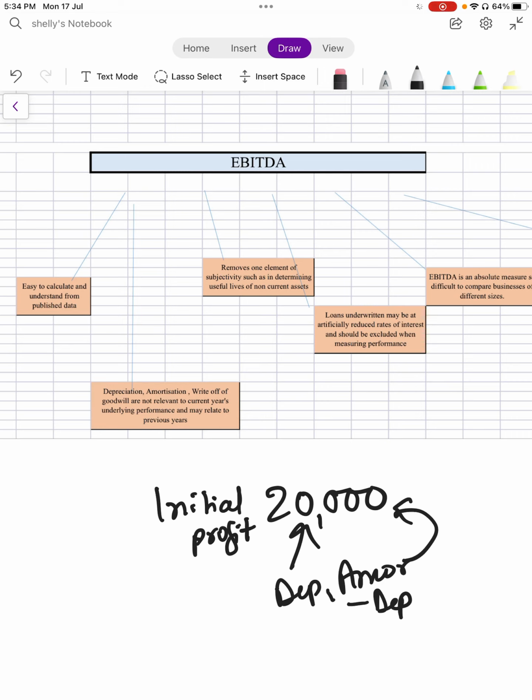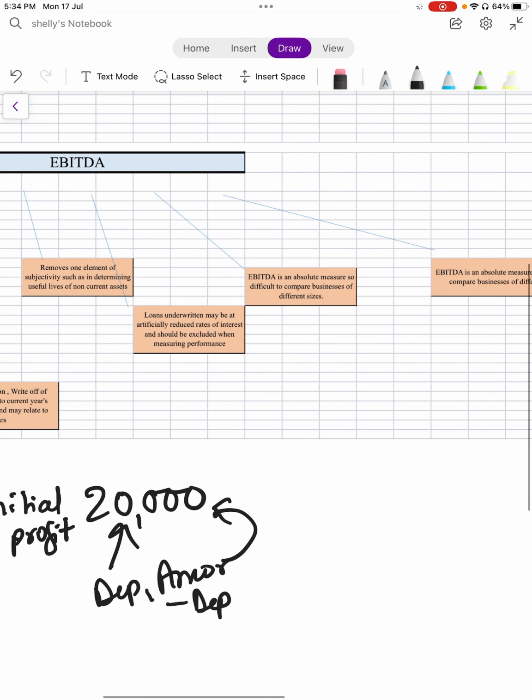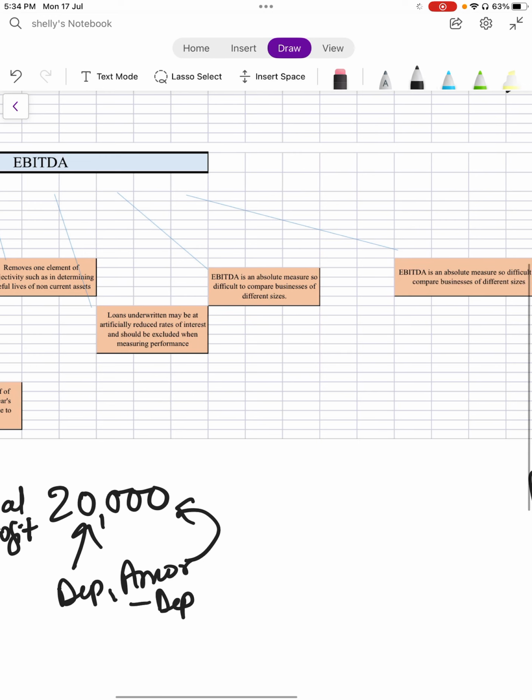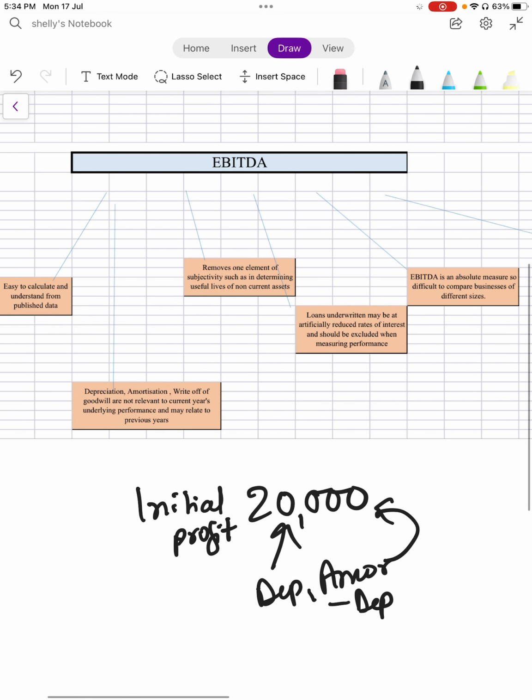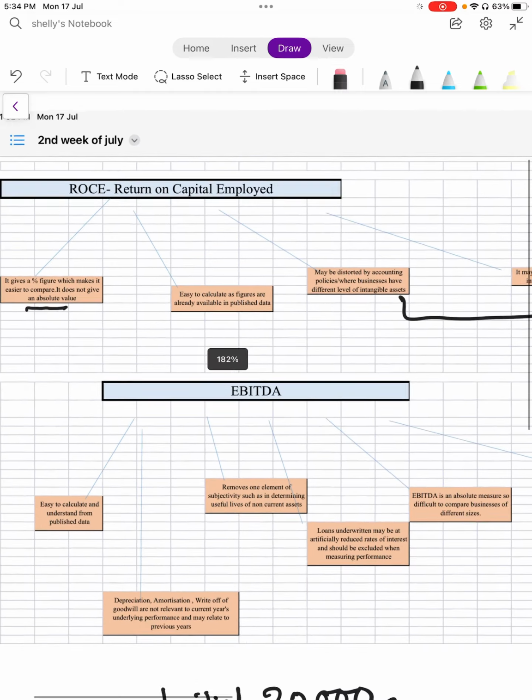So it doesn't make sense that we reduce that from the initial number. So this will give us a better measure. Then loans may be at artificially reduced rates of interest, so that will also involve some kind of subjectivity or a distortion of facts. So it is better that we are not removing the interest part, so we are getting the true figure. This is an absolute measure, as we know, so it makes it a bit difficult to compare businesses of different sizes.